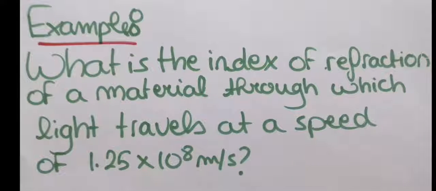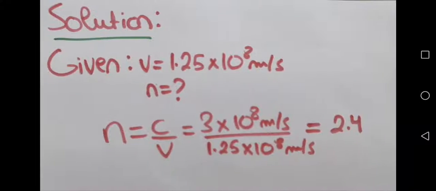For example, what is the index of refraction of a material through which light travels at a speed of 1.25 times 10 to the power 8 meters per second? First, we write the given. The given is V is equal to 1.25 times 10 to the power 8 meters per second, and N, which is the index of refraction, is unknown. We use the equation N equals C over V, equal to 3 times 10 to the power 8 meters per second over 1.25 times 10 to the power 8 meters per second. The answer will be 2.4, and it has no unit because the units cancel each other.